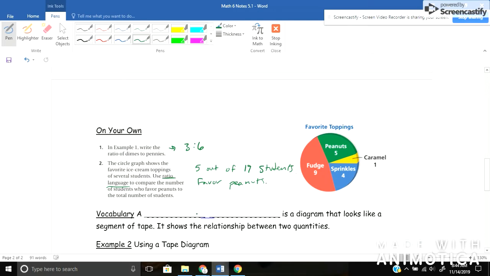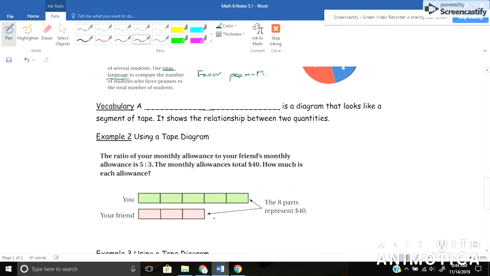All right? Let's move on to a little bit of vocabulary. And it says a blank blank. The missing word here is a tape diagram.